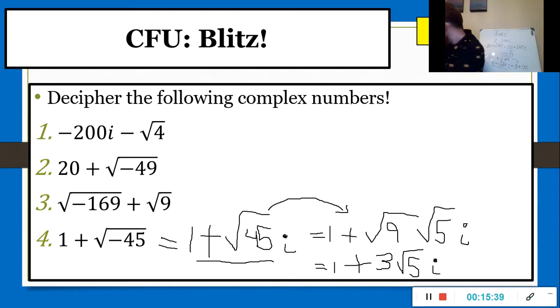And this is where we're going to end the lesson for today. Tomorrow, we're going to talk about adding, subtracting, and multiplying complex numbers.